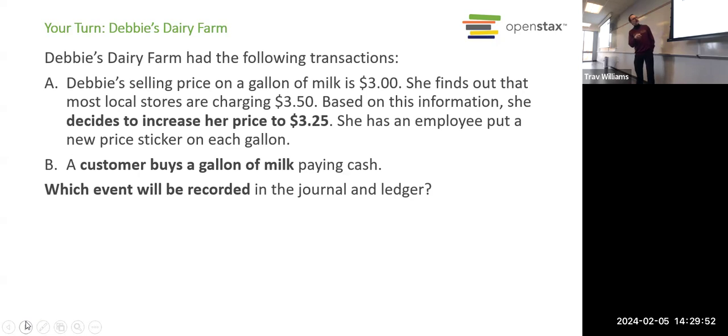How about B? A customer buys a gallon of milk paying cash. Will that get recorded in the journal? Yes, it is a sale and the company got cash, right? So it's only when there's actually an exchange of some sort that there's a financial transaction, and that's what gets recorded in the journal.